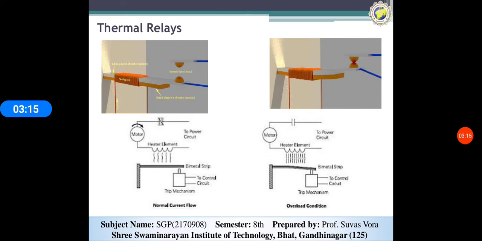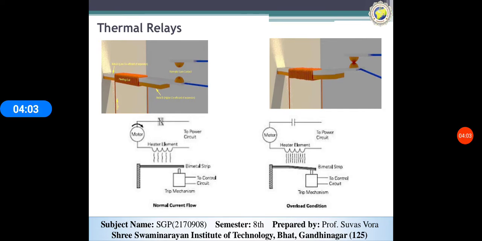When a fault occurs, the coil of the magnet will be energized. This is the normal condition of the system. When the fault occurs, the element on the motor side, the coil, attracts the armature, and this is connected with the relay, so the circuit will be open. This is the basic function of the thermal relay.